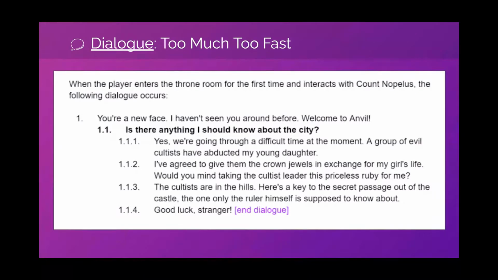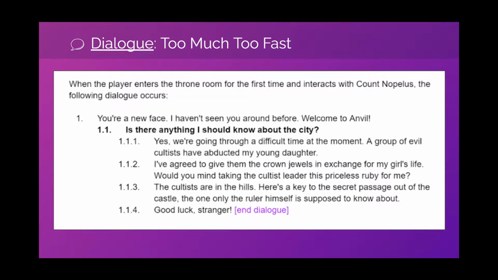You're a new face. I haven't seen you around before. Welcome to Anvil. The player responds, is there anything I should know about the city? And then the Count says, yes, we're going through a difficult time at the moment. A group of evil cultists have abducted my young daughter. I've agreed to give them the crown jewels in exchange for my girl's life. Would you mind taking the cultist leader this priceless ruby for me? The cultists are in the hills. Here's a key to the secret passage out of the castle, the one only the ruler himself is supposed to know about. Good luck, stranger.